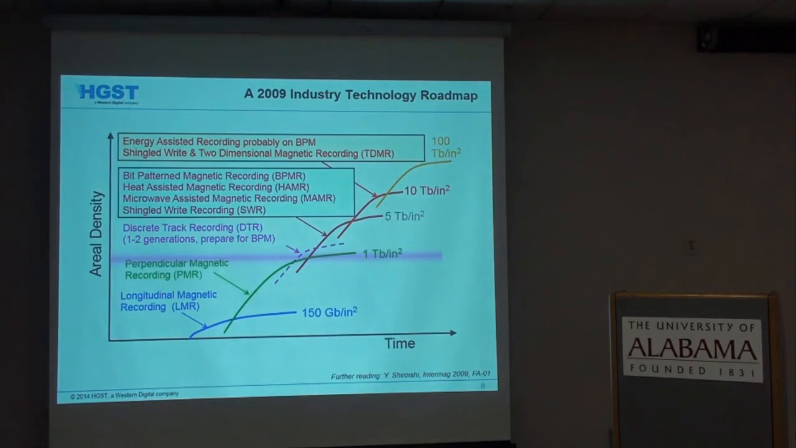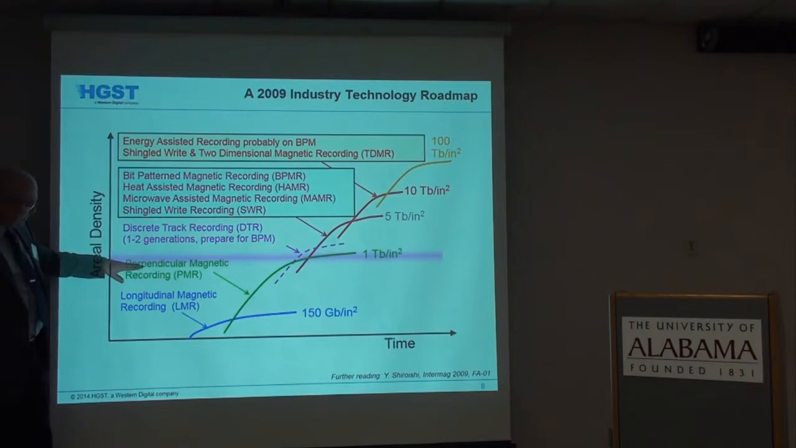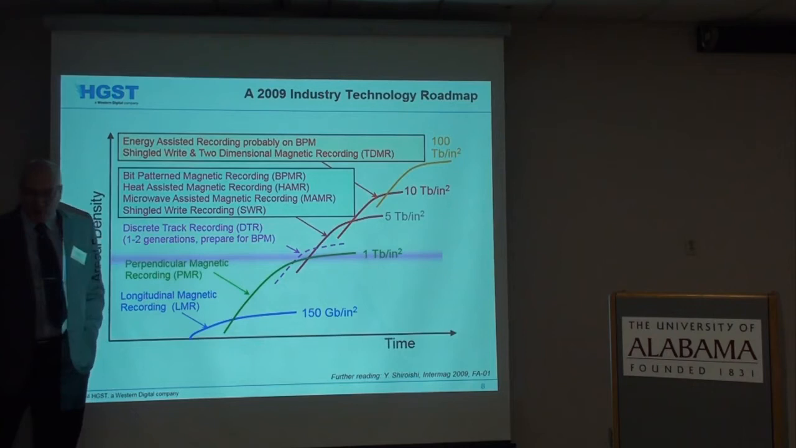Five years ago, those of us in the industry and research were making charts like this. I want to show it to you not because it's all correct. It actually isn't all correct, at least not anymore. But there are some things that are true. We are kind of stuck at this 1 terabit per square inch at the moment. That's true, and we are fiddling with trying to make PMR go.